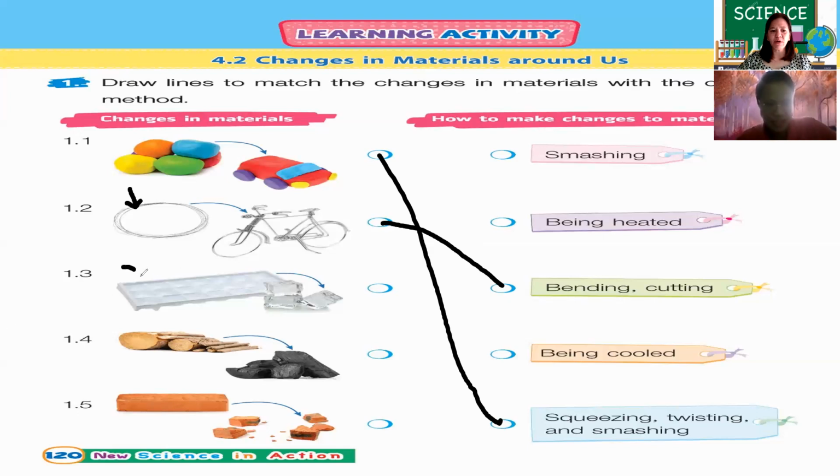Next we have cube ice. So we put water inside the plastic small container and then put it in the freezer and then it produces ice. It gets harder. So by the use of being cooled or freezing it, we can have ice cube.